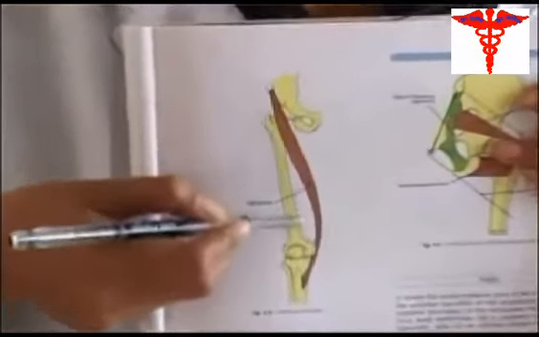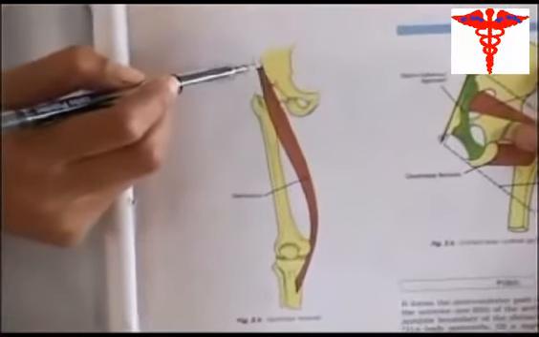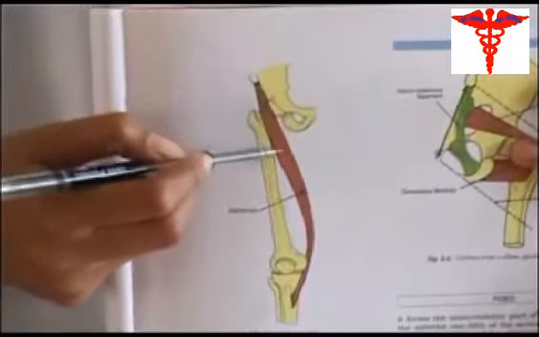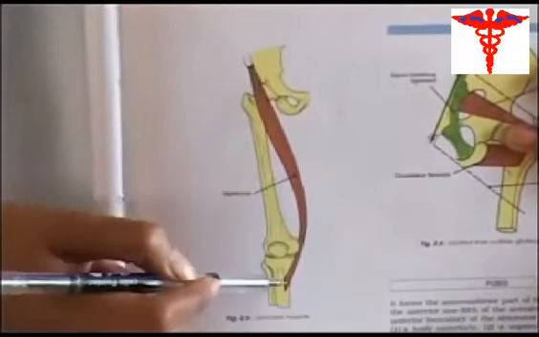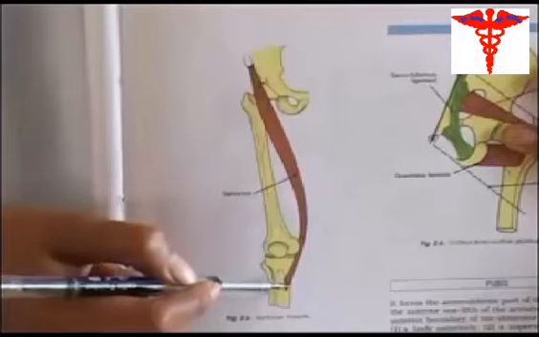Sartorius arises from the anterior superior iliac spine, passes across the thigh on the medial aspect of the knee joint and gets inserted into the upper medial surface of the tibia.